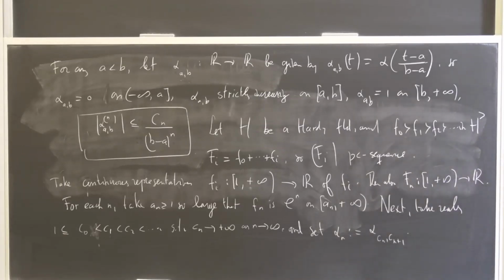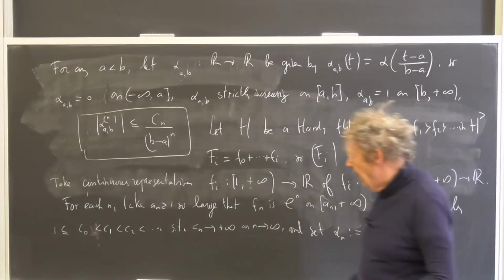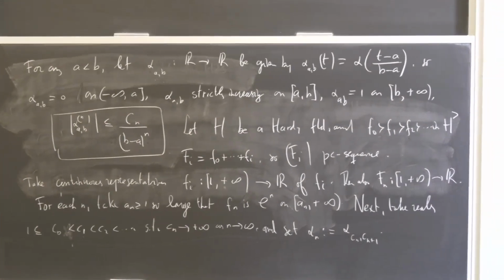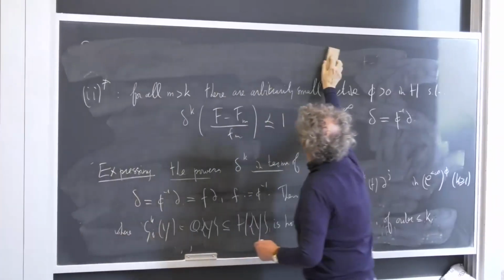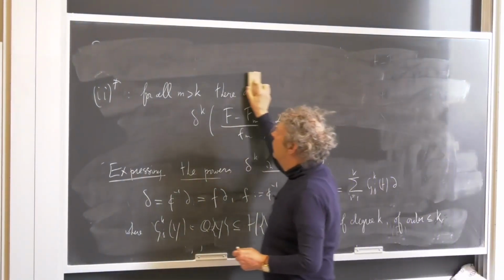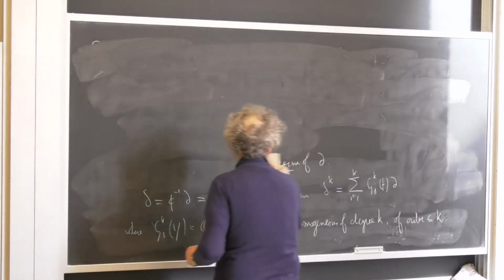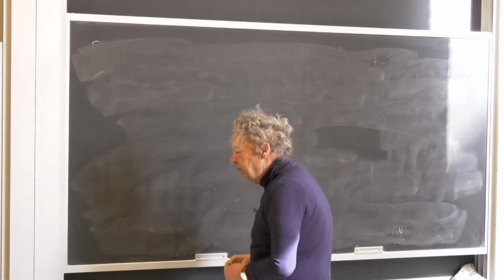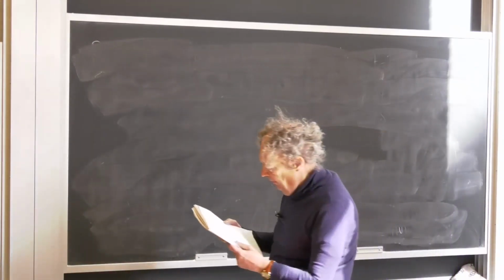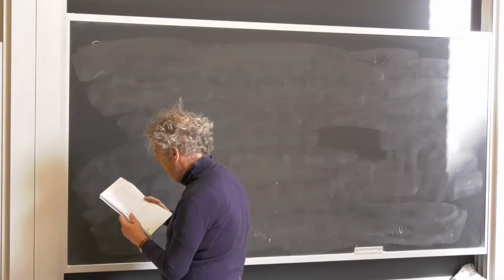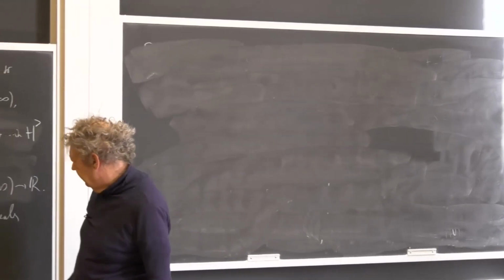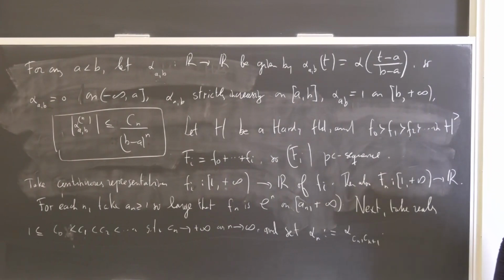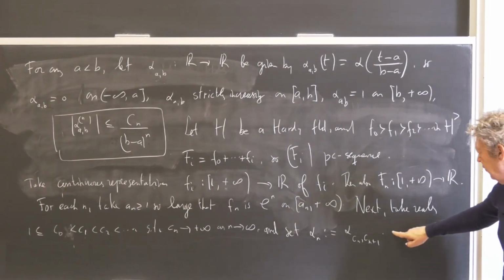So, back to the blackboard. Anyway, alpha n will be 0 for arguments less than or equal to Cn, and 1 for arguments greater than or equal to Cn plus 1, and in between it will be strictly increasing. And of course, it is a C infinity function. That's important.